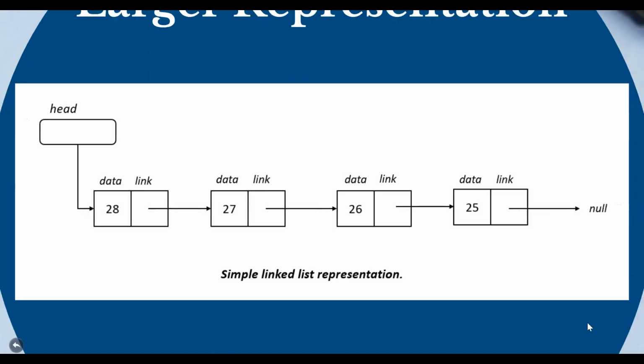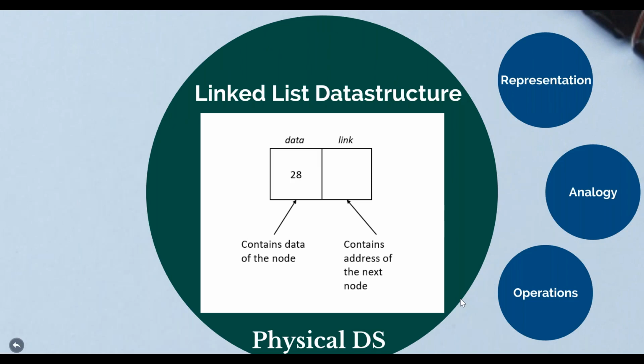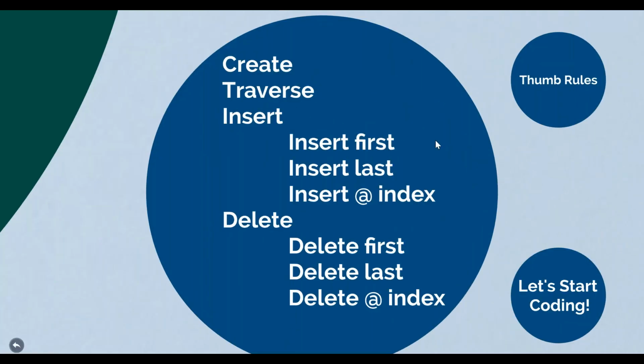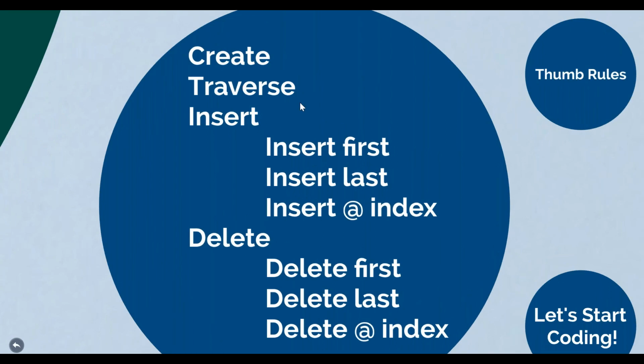Let me go back, right? Now let's go to what operations there are in a linked list. Let me not confuse you. For any data structure, be it physical or logical, we have these things. We need to create it, we need to traverse it, we need to insert into it, we need to delete from it, right? For any data structure, but we are talking only about linked lists. In our case, we need to create a linked list, we need to traverse the linked list, we need to insert some node in the linked list, and if required, we need to delete that.